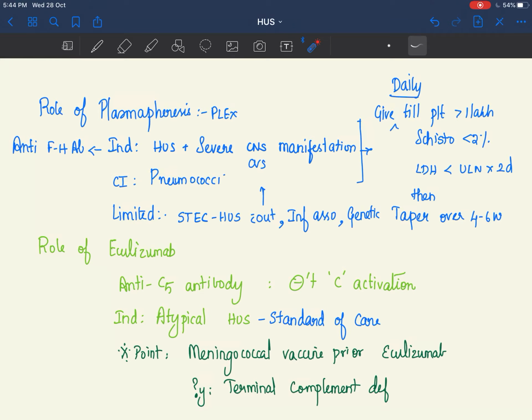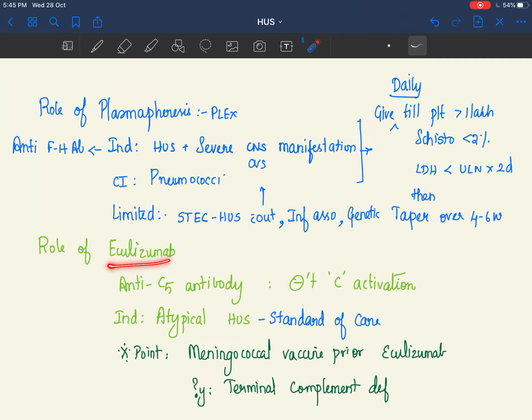You need to give daily plasmapheresis till remission happens. What is remission? Remission is when platelet count is more than 1 lakh, schistocytes are less than 2% and LDH is less than the upper limit of normal for 2 consecutive days. You give plasma exchange therapy daily till this remission happens, then taper over 4 to 6 weeks.